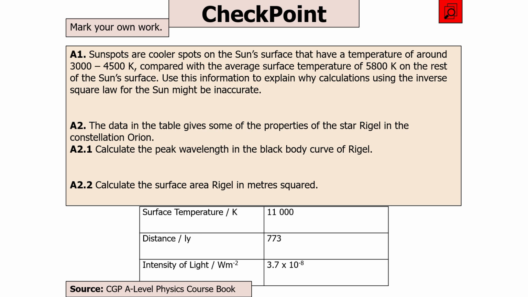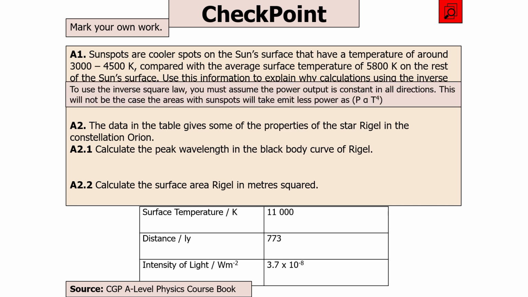Right, in this first question, it's an important idea you understand the assumptions of the inverse square law, and that is that you're assuming that the power output is constant throughout the process and also constant in all directions as well. This won't be the case because with sunspots the temperature is lower, so we know from the Wien displacement law that if the temperature is lower, the power emitted by that particular star will be lower, so the inverse square law will not be true.